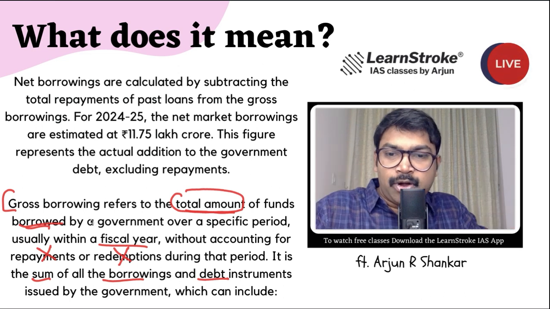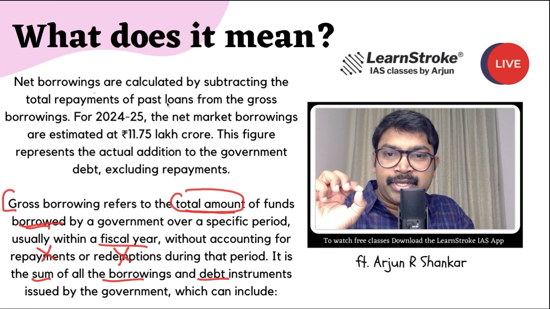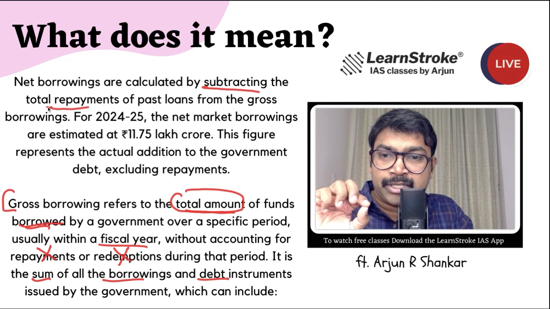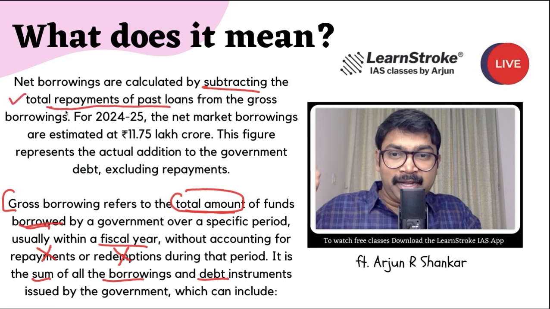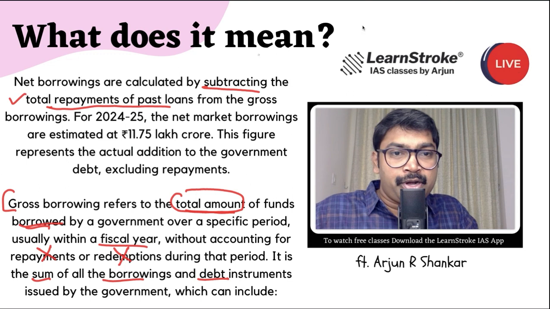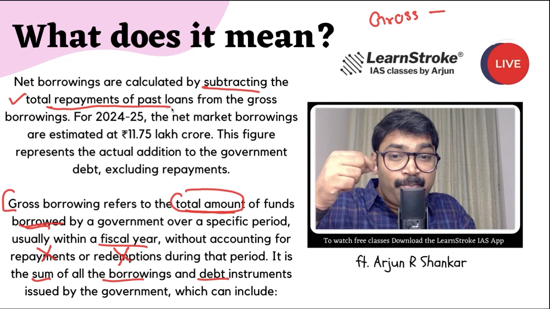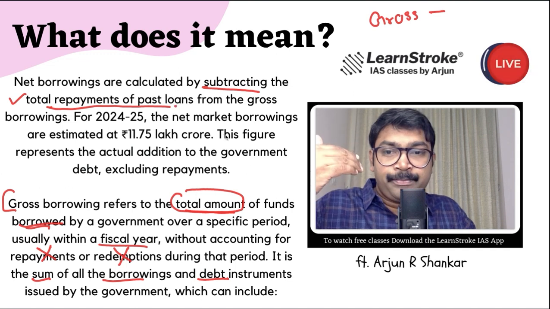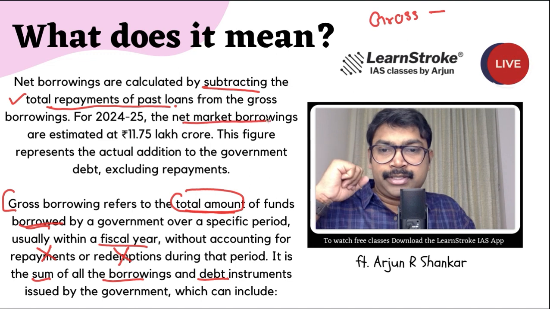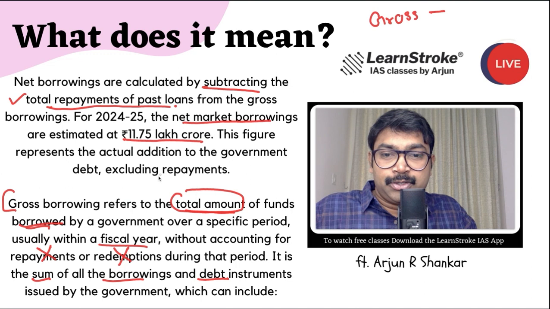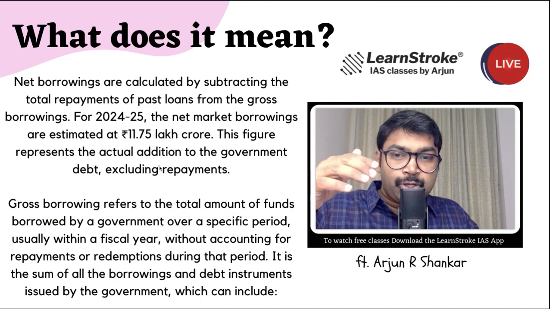And let's calculate the concept of net. The net borrowings are calculated by subtracting the total repayments. Very important, you should subtract the total repayments of past loans. See how much money is being repaid from the gross borrowing. So already we have the gross. From this gross, you have to subtract whatever you have paid for the repayment of past loans. Then you will get the net market borrowings. In this case, it is 11.7 lakh crores. So this is the net, the gross minus the total repayment.